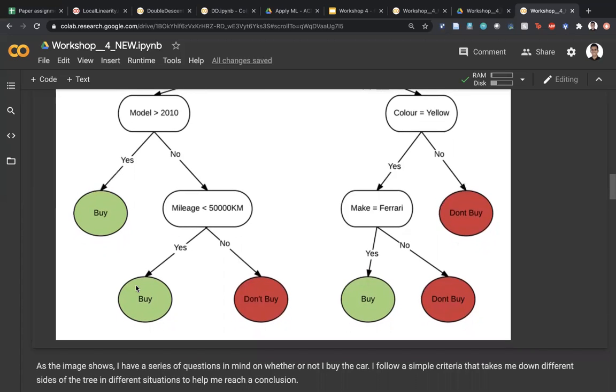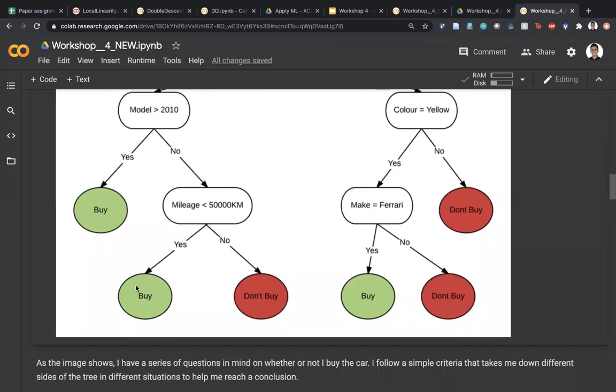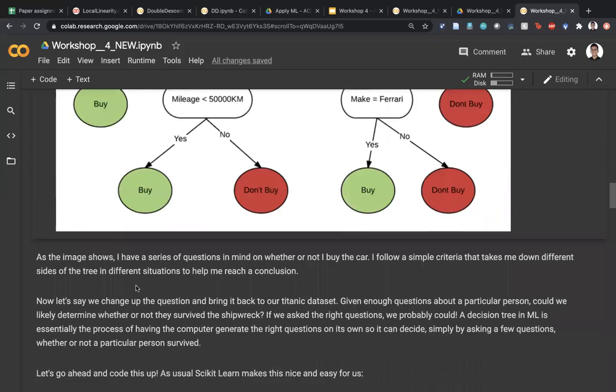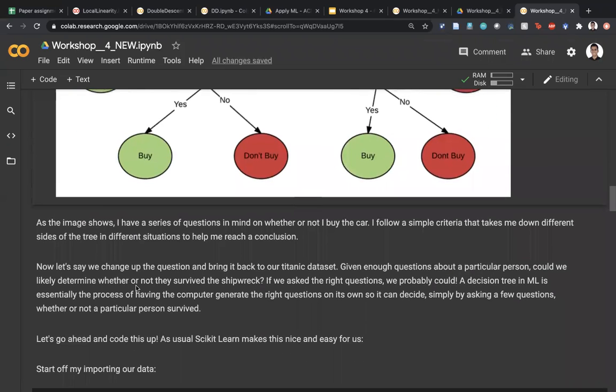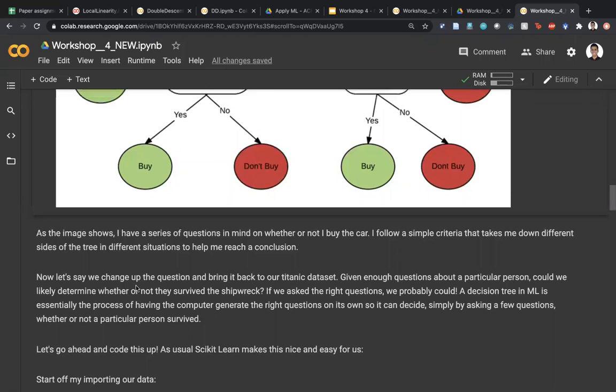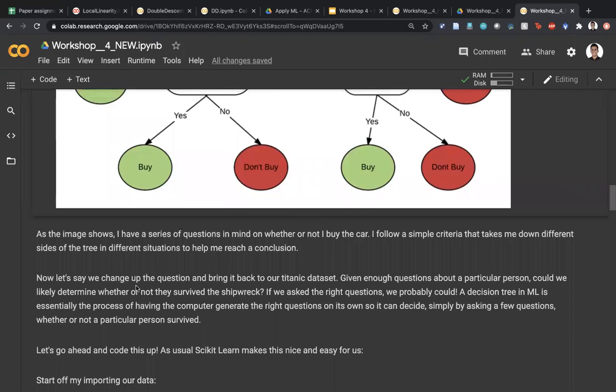So overall, the idea of a decision tree is we ask a bunch of questions, follow a certain criteria, and then at the end try to classify our example based on the different features we have and the answers we have to those different questions.